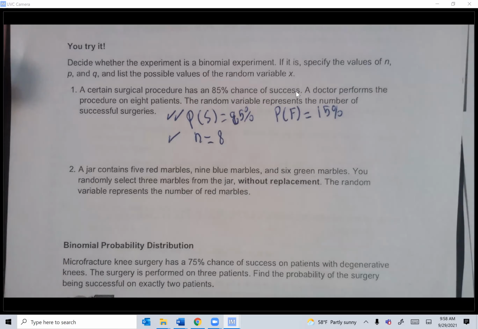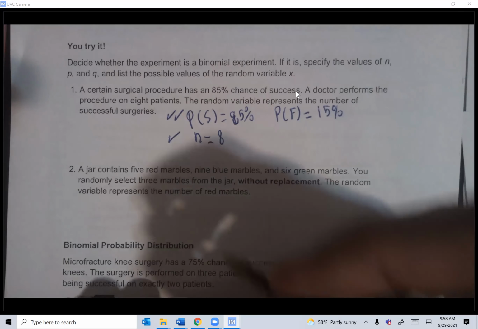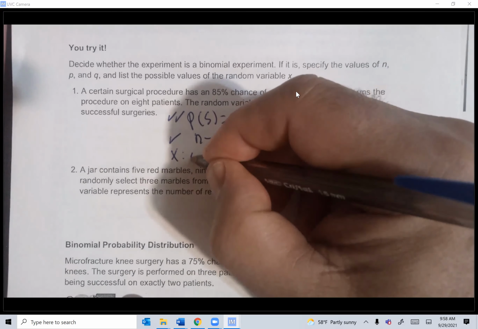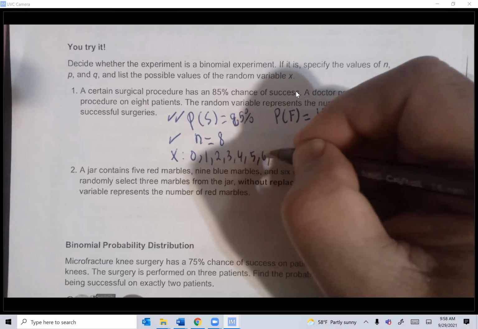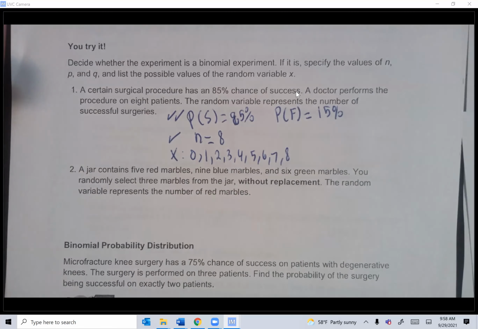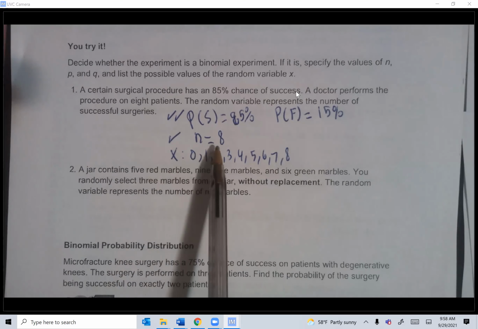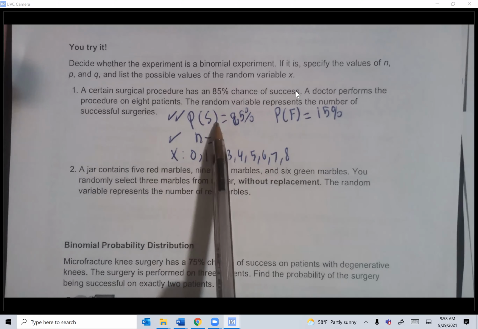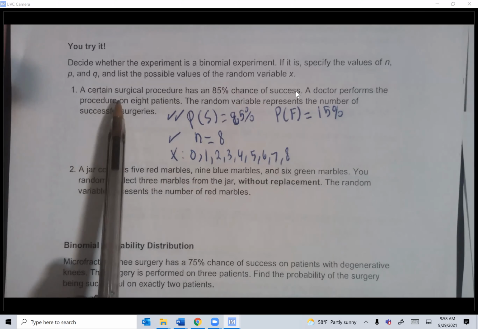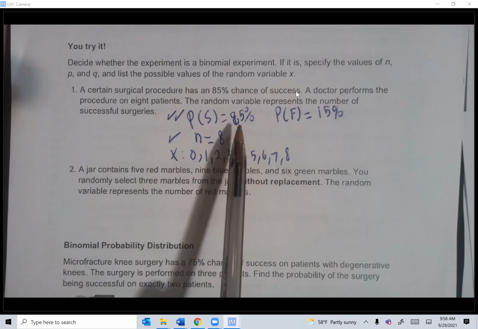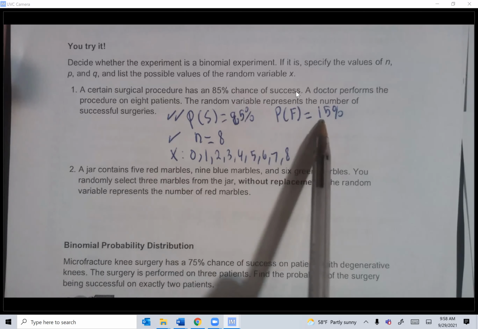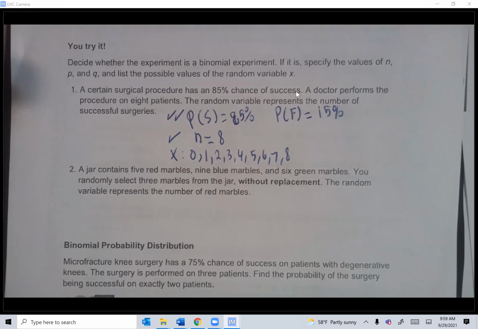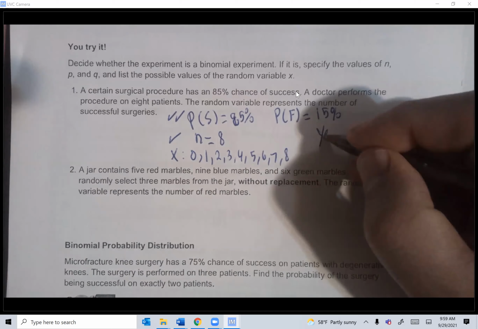The random variable represents the number of successful surgeries. The number of successful surgeries will be either 0 or 1 or 2 or 3 or 4 or 5 or 6 or 7 or 8. And this is a binomial experiment because we have a fixed number of trials. We have a probability of success and probability of failure. And they didn't tell us that the probability of success will change from one patient to another. It's the same. They say he has 85% of success, regardless of who the patient is. So this is an example of a binomial experiment.